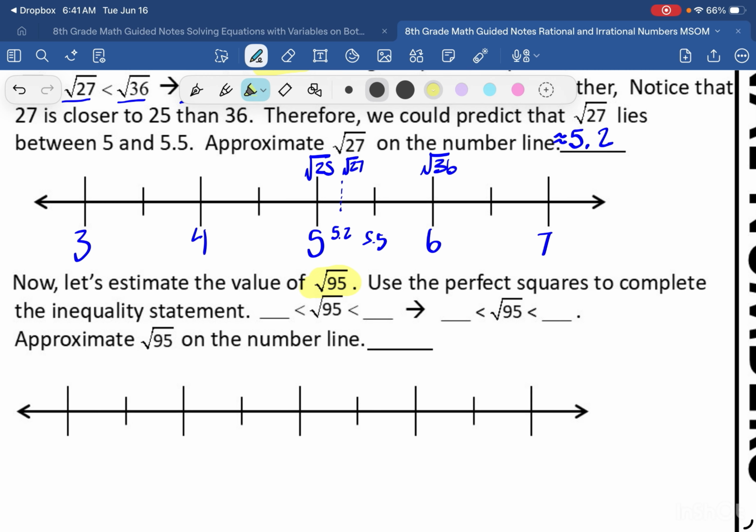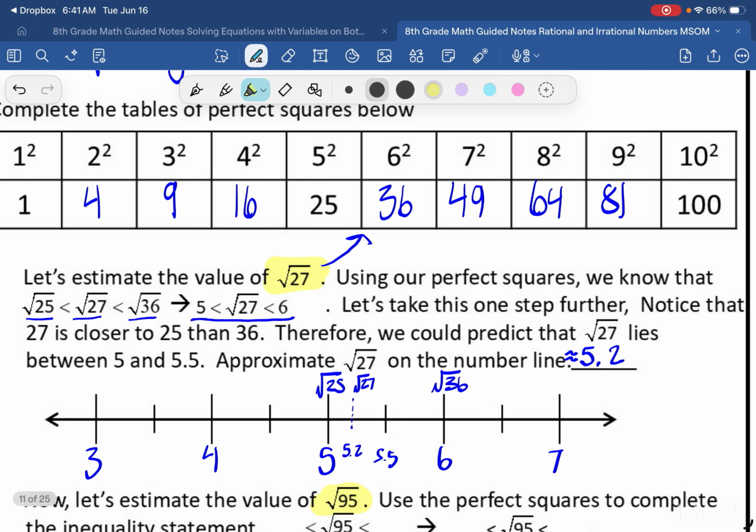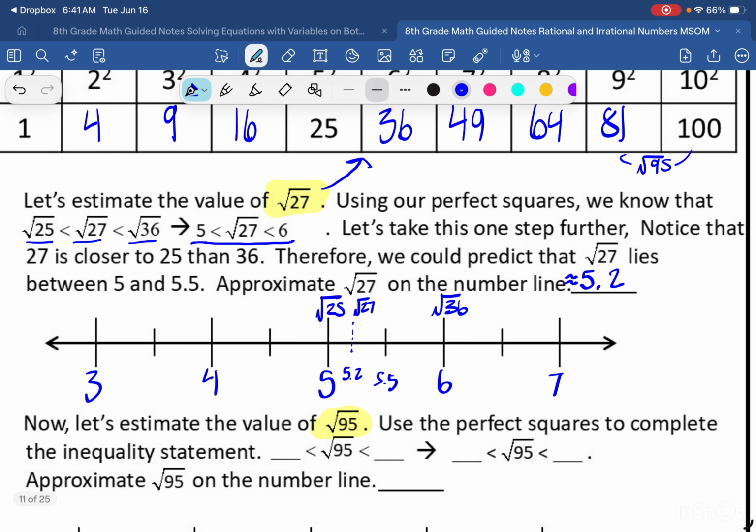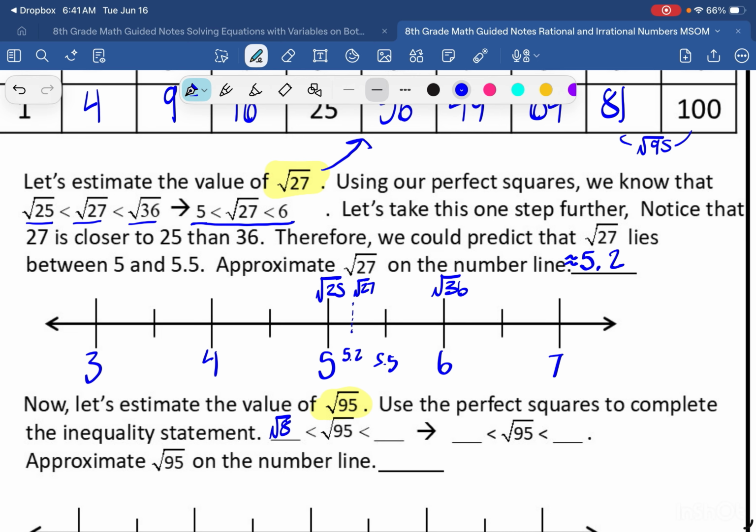Now let's estimate the value of the square root of 95. Let's go back up to my perfect squares chart up here. So the square root of 95 is going to be somewhere between these two numbers because 95 is between 81 and 100. So it's going to be somewhere between the square root of 81 and the square root of 100, which means between 9, because the square root of 81 is 9, and 10, because the square root of 100 is 10. So it's somewhere between 9 and 10.